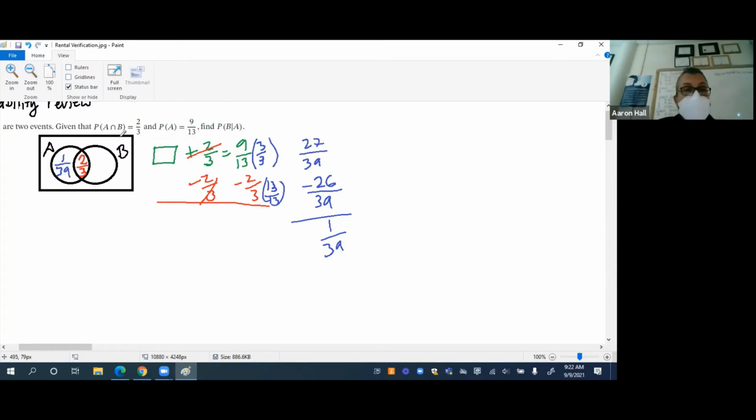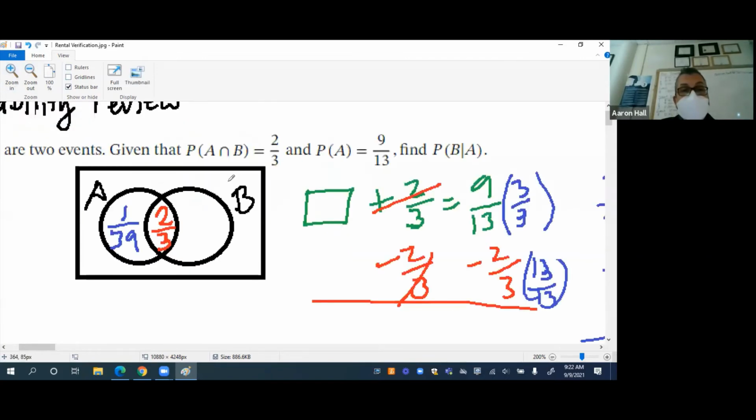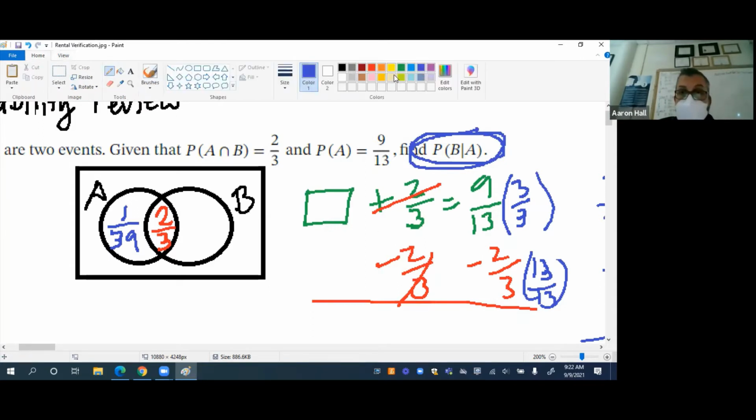So did I answer my question? Is that what I wanted to answer? It says here, find this. What does that say? Probability of B given A. So I know that A happens. I already know A happened. And then what's the probability that B happened?